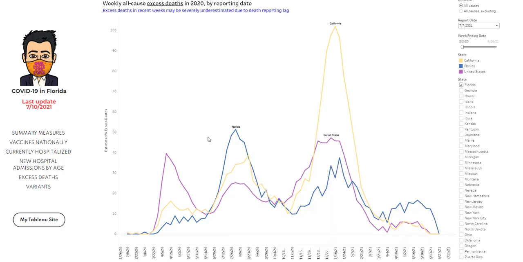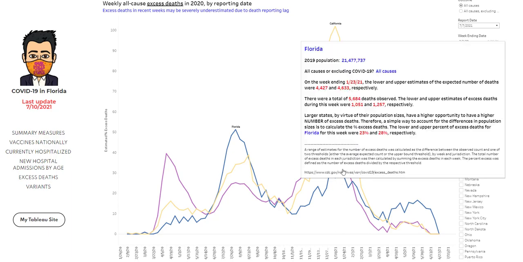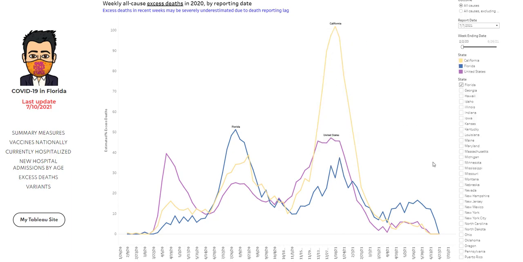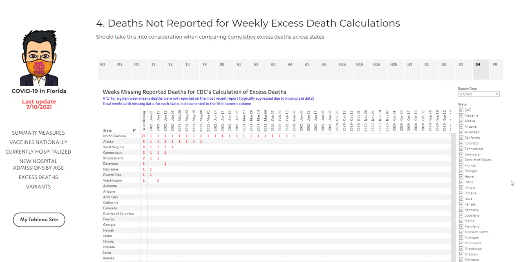Obviously, Florida had a pronounced summer surge. They also had a winter surge in cases, but less pronounced in terms of all-cause excess deaths. California had a less pronounced summer surge last year, but a pretty dramatic surge in the winter, like the majority of the United States did. But again, you can select as many states as you want to include in this comparison.